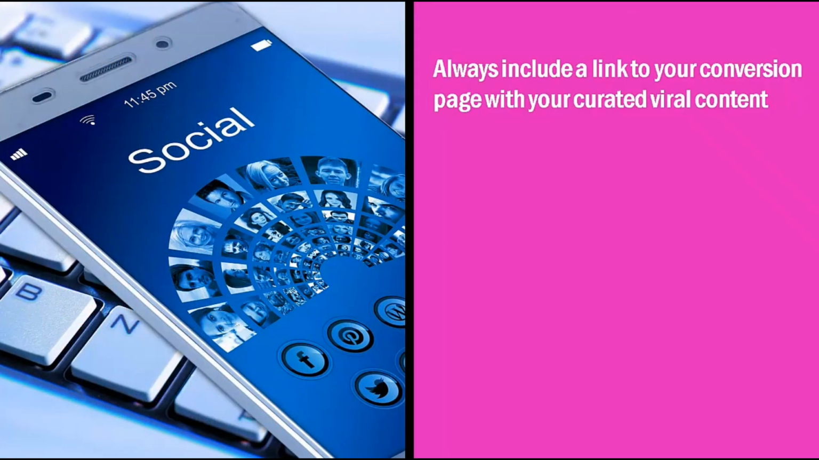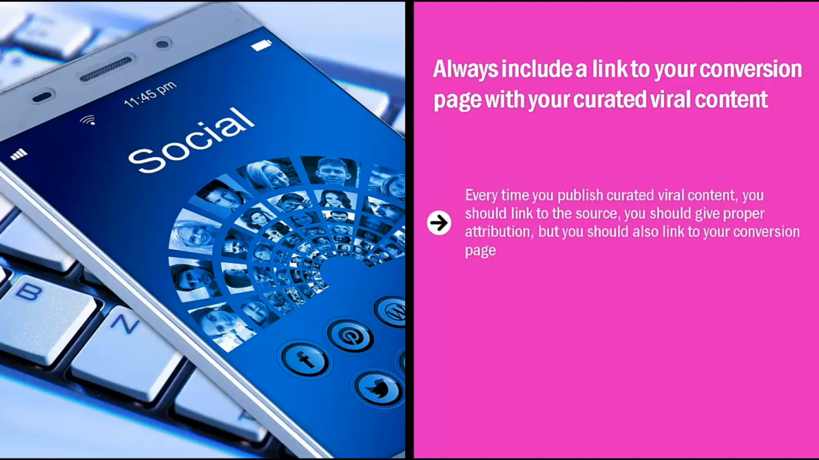Always include a link to your conversion page with your curated viral content. Every time you publish curated viral content, you should link to the source, you should give proper attribution, but you should also link to your conversion page. This is your mailing list. If you can't do that, then Facebook will publish your curated content as something published by your Facebook page. This might be good enough.